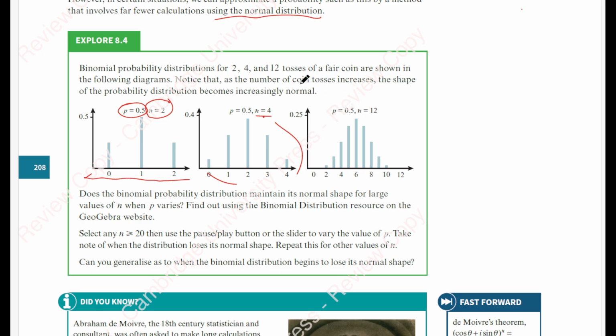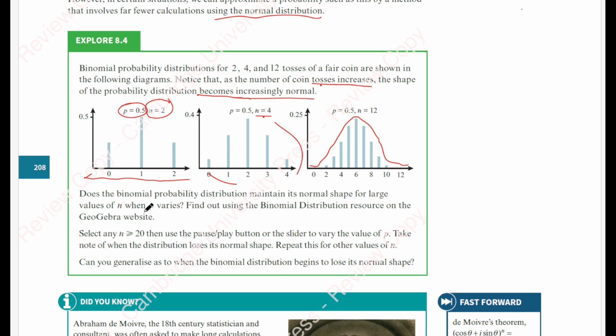What we have is that when the number of coin tosses increases, the shape of the probability distribution becomes increasingly normal. You can see that it looks like a normal distribution. So we can just try to draw the curve here like this. And the more you take, the better. But we need to figure out whether the binomial probability distribution maintains its normal shape for large values of n when p varies. We have to speak about this using several types of modeling.